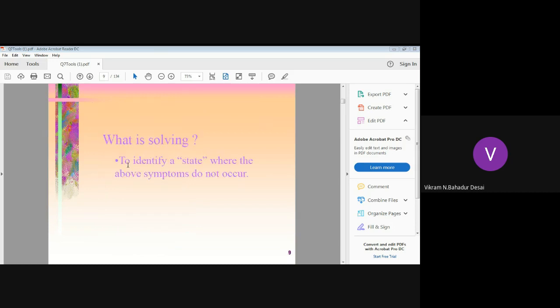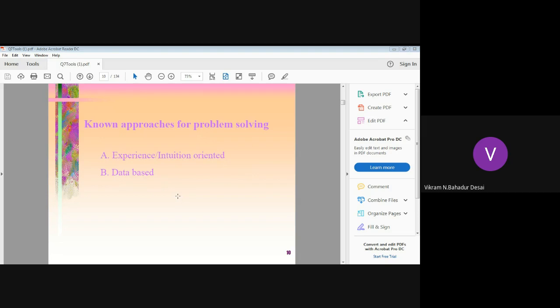Using these quality tools, we are identifying them. So we need to solve them. I have understood what a problem is; how do we solve it? Identify the state where the above symptoms do not occur. So what do we need to do so that the states I showed on the previous slide do not occur in the product? What are the different approaches we have? Either you have data, you should collect and analyze that data, or use your experience and intuition. Either you can solve using your experience or you can use the data.